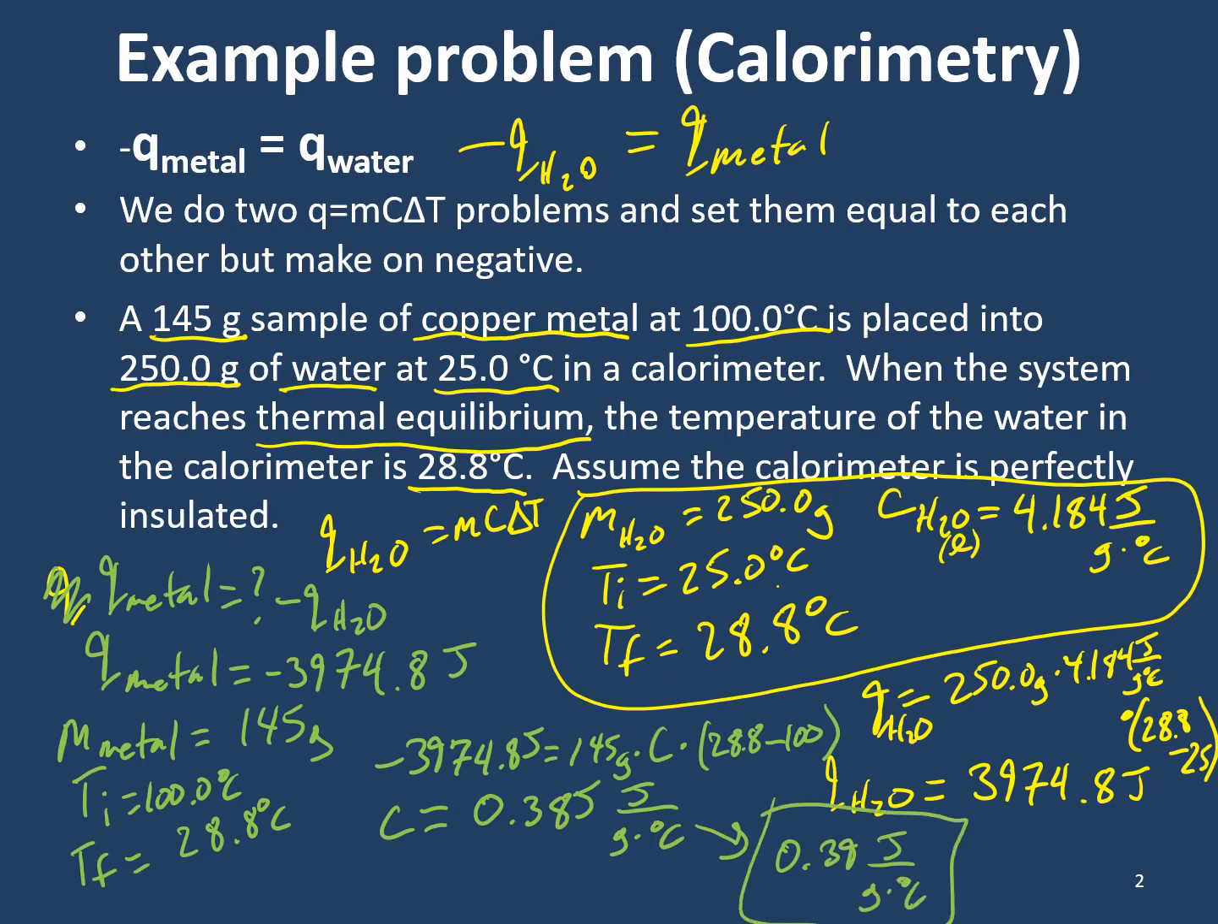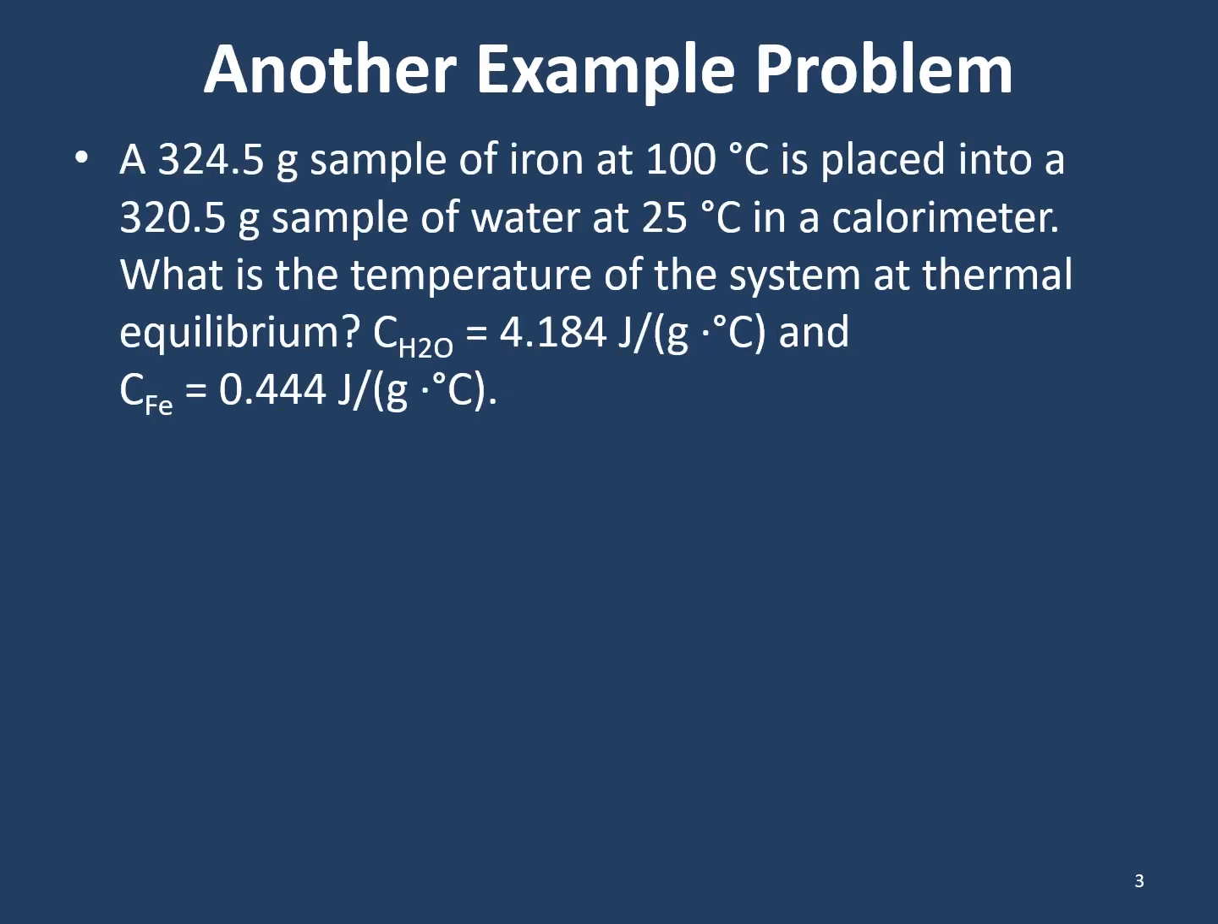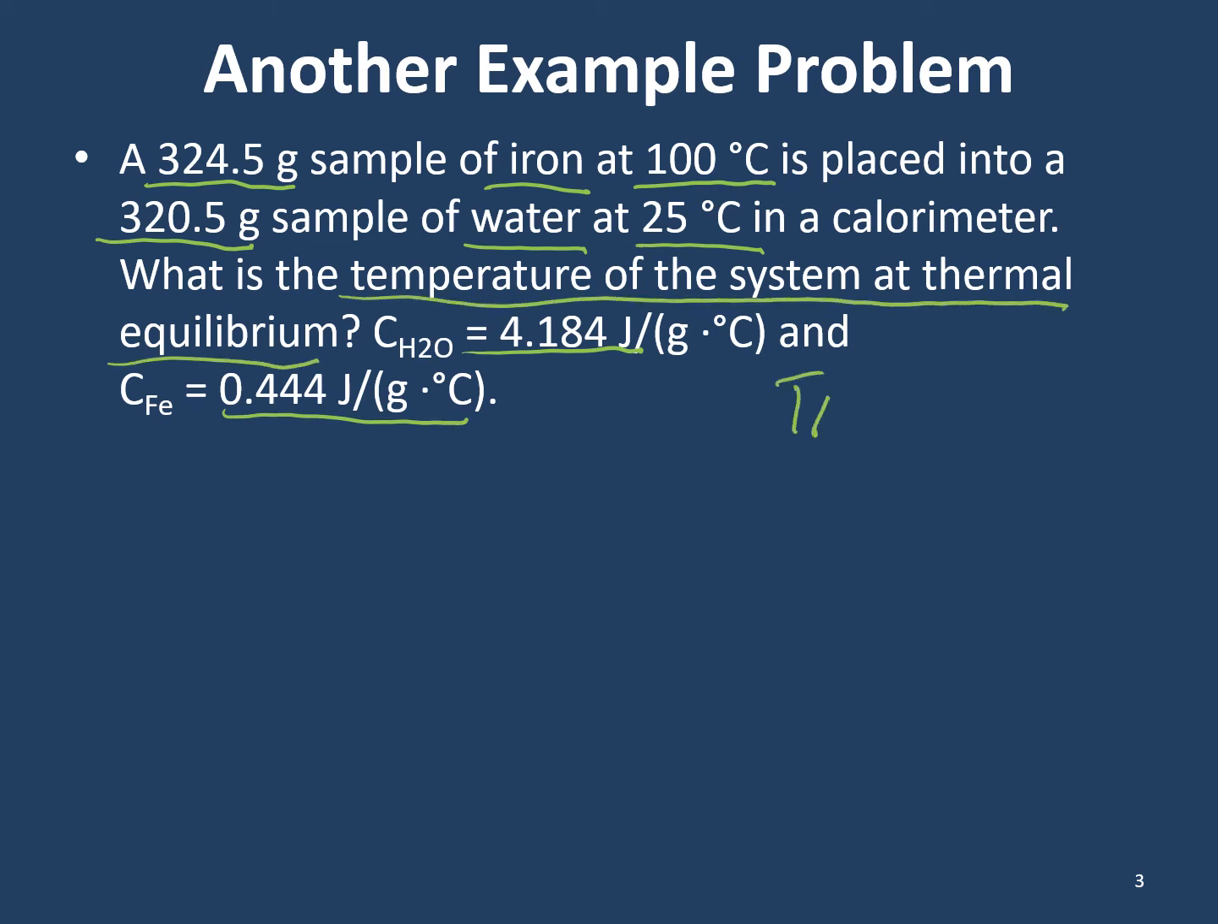So this is one of the ways we can use that relationship to solve a little bit more of a difficult problem for Q is equal to MC delta T. Let's do one more, and this one's probably the most challenging so far. So we have a 325 gram sample of iron at 100 degrees Celsius. We have a 320.5 gram sample of water at 25 degrees Celsius. And we have the specific heat of water and the specific heat of iron. We want to know what the temperature is at thermal equilibrium, which basically means what we're asking for is T final.